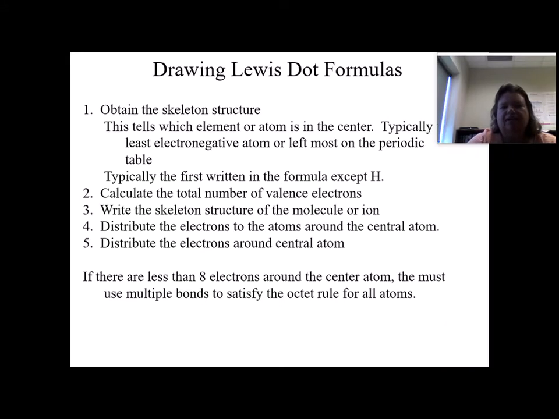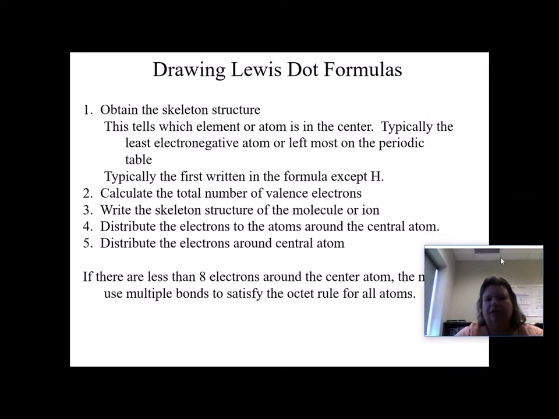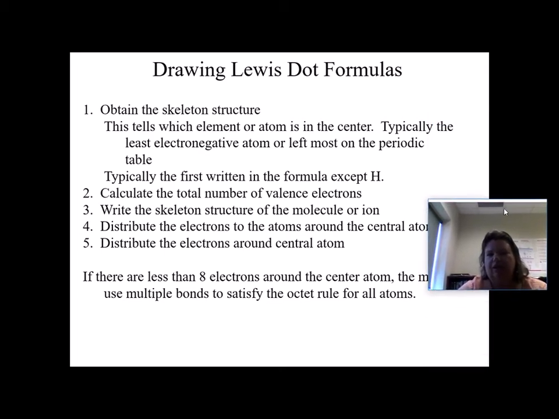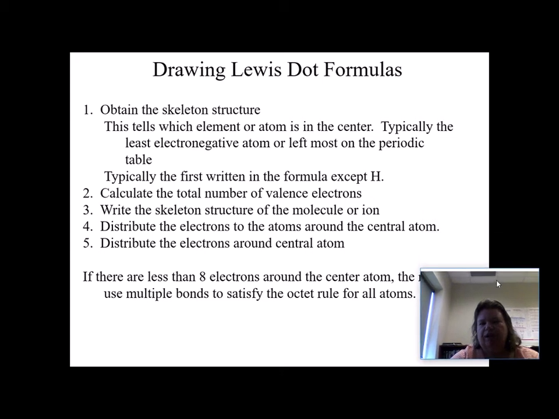Okay, 9.6 in the textbook is about drawing the Lewis-Dot formulas or Lewis-Dot structures. The process that you go through is, first, obtain the skeleton structure, telling which element is the center atom and which ones are around it. Typically, the least electronegative element is in the center, and it is the leftmost on the periodic table. So typically that's written first, except for hydrogen.